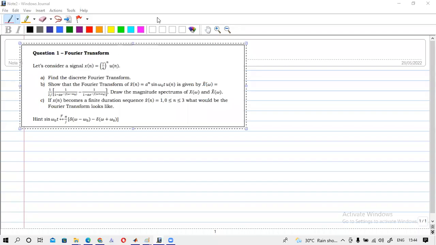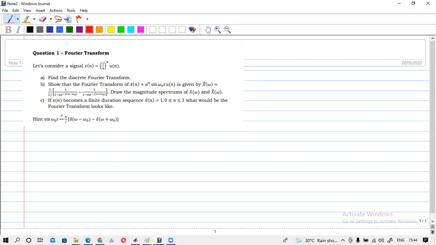Okay, so this is our question. This is from Fourier transform. Actually, I think it is not the Fourier transform. It is the discrete Fourier transform. Okay, a discrete Fourier transform question, because here we have to find the discrete Fourier transform.